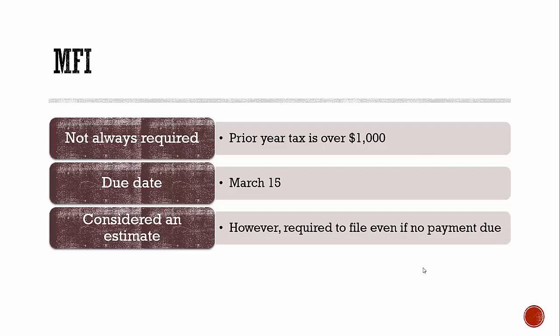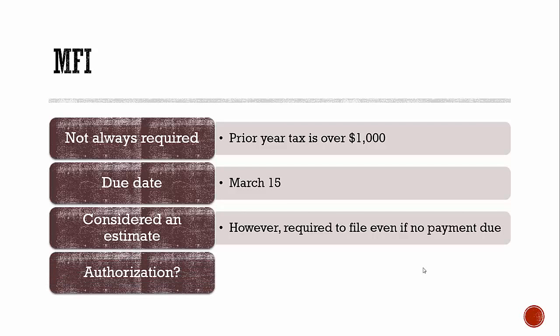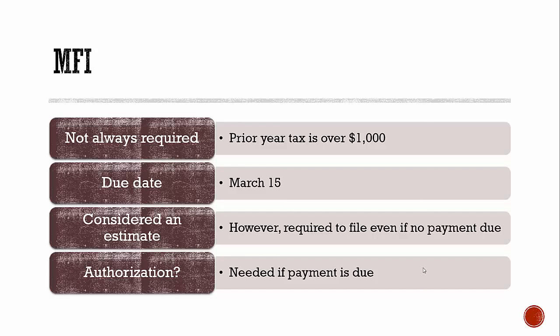But the nuance and the caveat with this is that even if there's no payment due, the form still needs to be filed. So if you have a tax over $1,000, even though you have enough overpayments from the prior period to cover it, and no payment is due, you still need to process and e-file that form, the CT300 and NYC 300. Do you need an authorization? The answer is the same as it is with the extension. If there's a payment due, then there's a requirement to have an authorization signed.